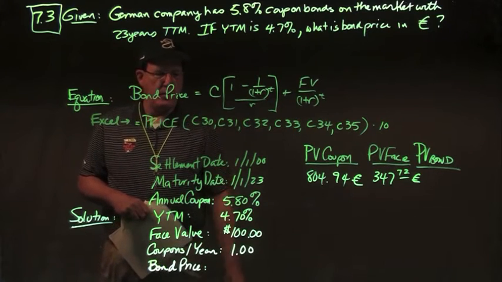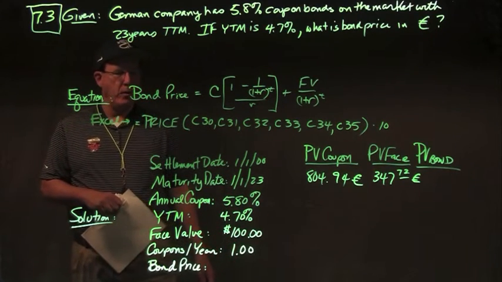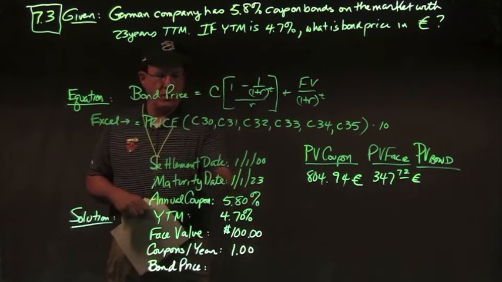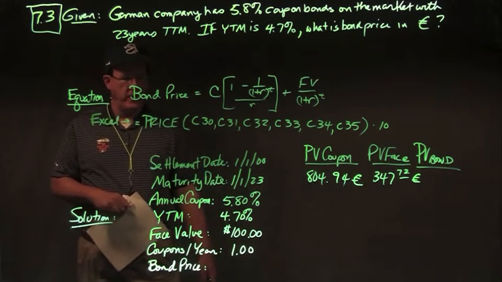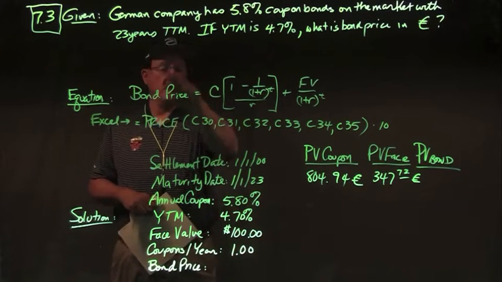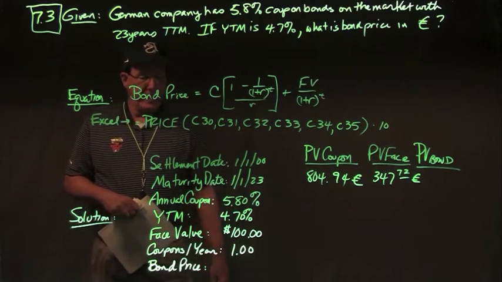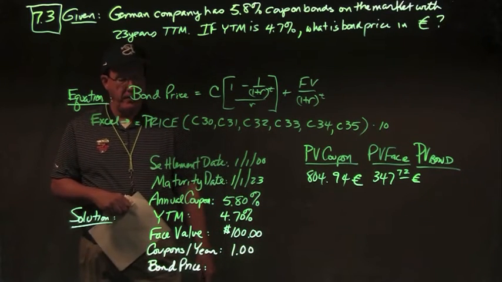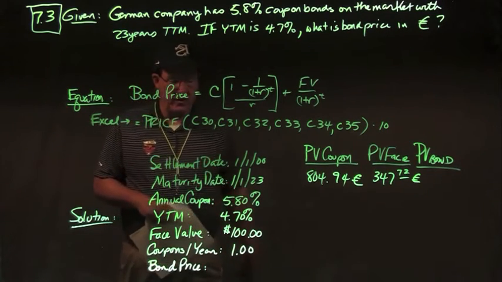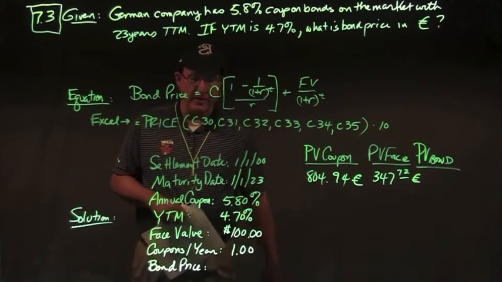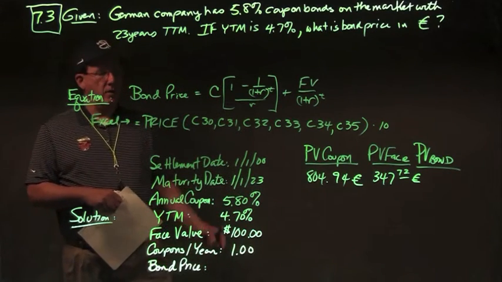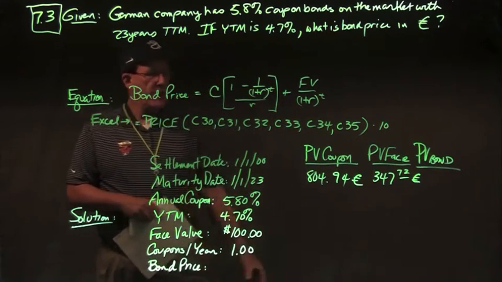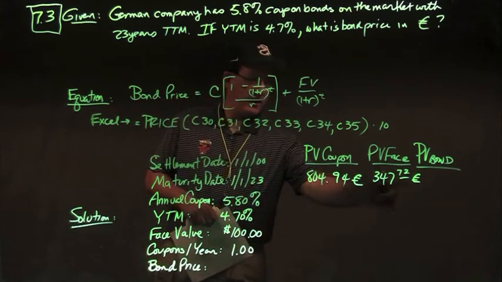The settlement date, we make up a purchase date of January 1st of the year 2000. Maturity date is 1/1/23, 23 years later, because that's our time to maturity. The coupon rate is 5.8%, so we type in 0.058 or 5.8%. YTM is 4.70%. The face value syntax is $100, even though in the FV part of this equation, we're going to put 1,000 into this Excel cell.